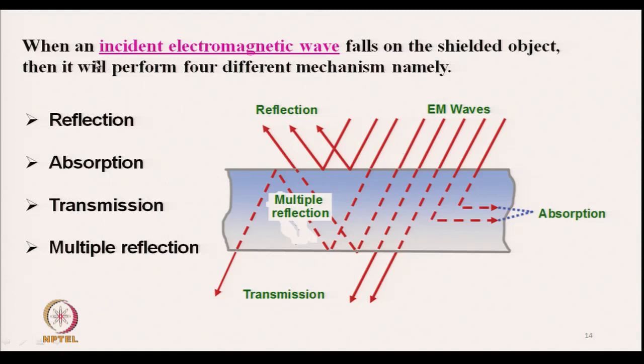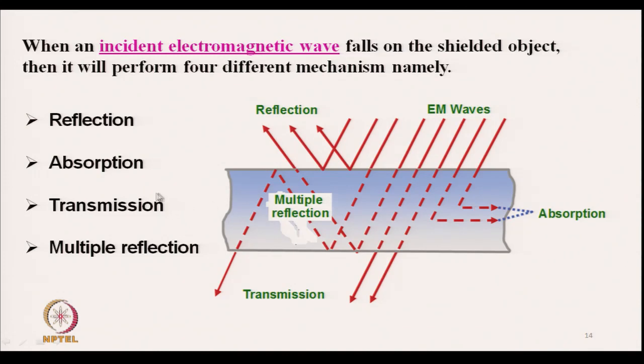So, when an incident electromagnetic wave falls on a shielded object, this is the shielded object, then it will perform 4 different mechanisms. These mechanisms are reflection. So, this wave may get reflected and it is not coming on the other side. This is the shield material, and this wave may get absorbed by this material.